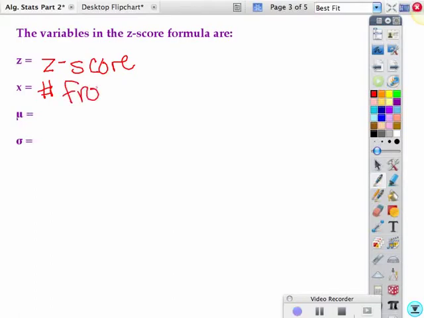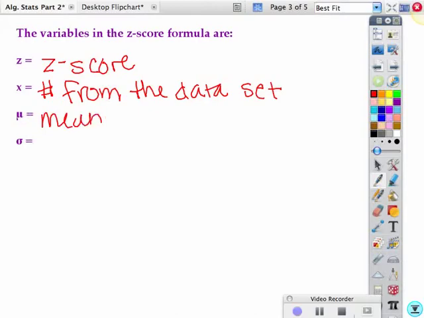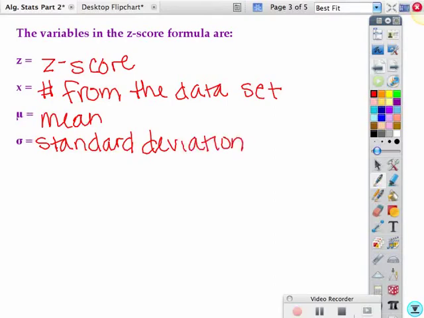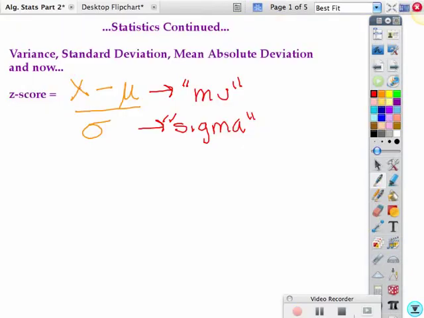Number from the data set. Then we have mu. Mu is our mean. And then we have sigma, which is our standard deviation. Okay, so looking back at our formula, we take our value, subtract our mean, and then divide by our standard deviation, and that will give us the z-score for a specific data value.